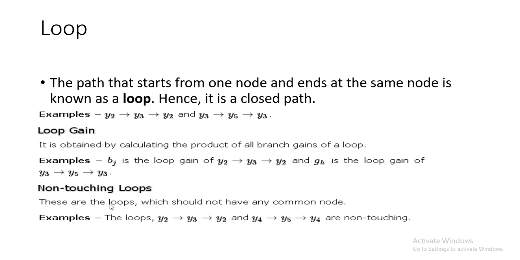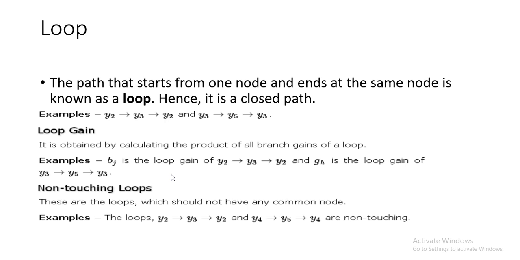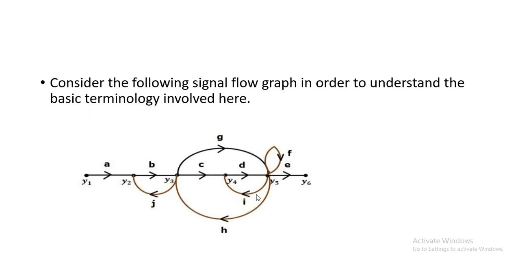See carefully, non-touching groups are nothing but the groups or loops which do not have any common node. For example, y2, y3, y2. If you see y2, y3, y2, this loop is limited to these nodes only. That means this loop has only two nodes, that is y2 and y3. And y4, y5, and y4 is another loop, and this loop has only two nodes, that is y4 and y5.